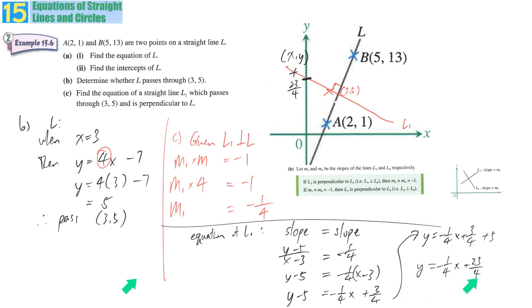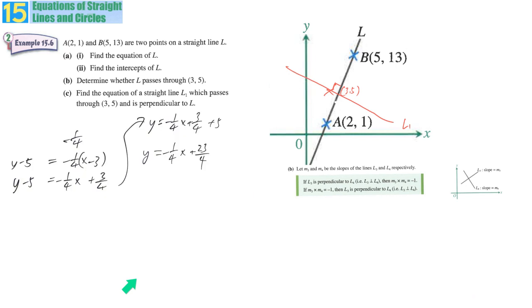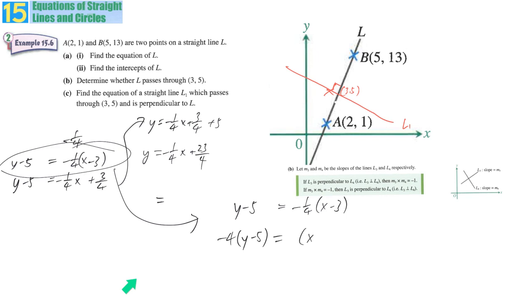In your textbook, they do not write in this format. Most probably they write in general form, which means I don't want fractions. So from this point, they try to write it this way. Both sides times -4, so -4 moves to the other side. And then -4y plus 20 is equal to x minus 3. And then they put all other things on one side: how many x plus how many y plus how many. They try to organize in this format. So this is x plus 4y minus 23 equals 0. This is the so-called general form. But once again, I suggest you use slope-intercept form even though there are fractions.